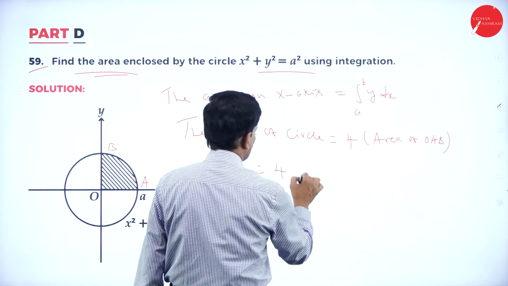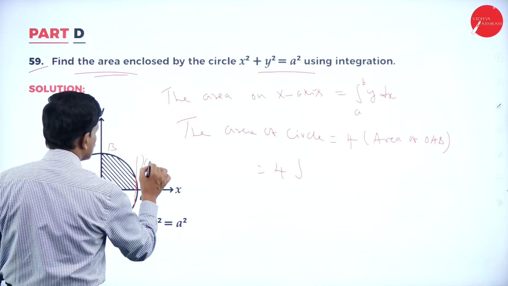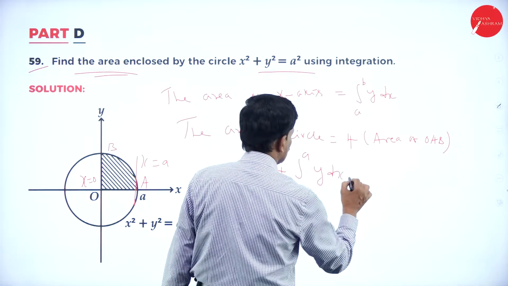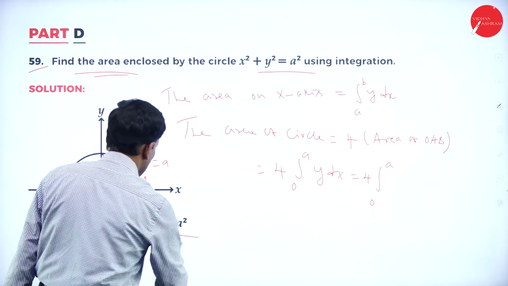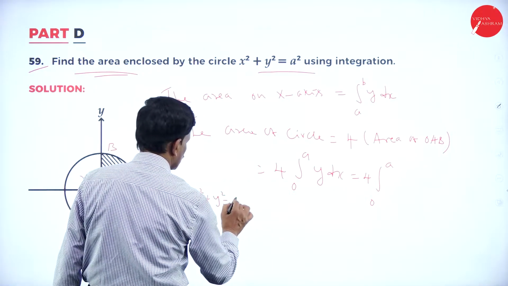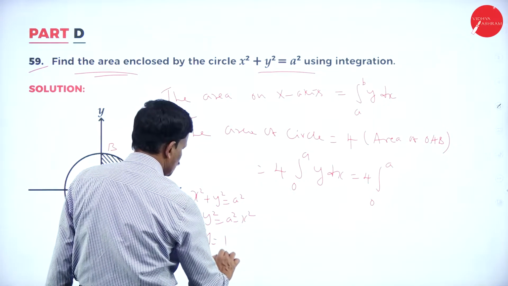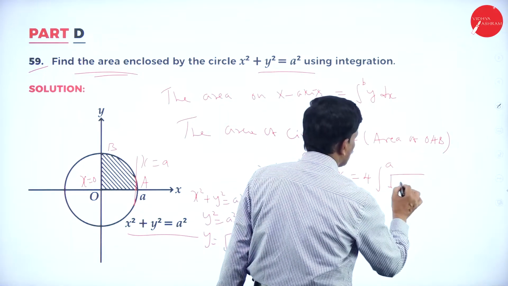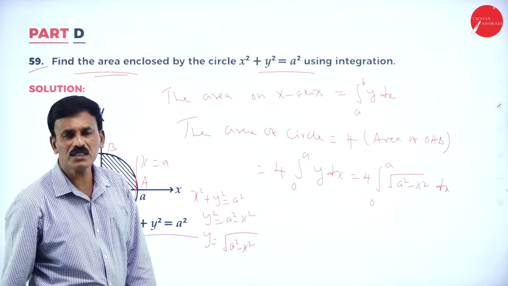So that is equal to 4 times integral. What are the values here? Here x is equal to 0 and x is equal to a are the ordinates. This is 0 to a y dx. Now this is equal to 4 times integral 0 to a. What is the curve given? x square plus y square is equal to a square. Y square can be written as a square minus x square, or y is equal to root of a square minus x square. So this is 4 times integral of root of a square minus x square into dx.